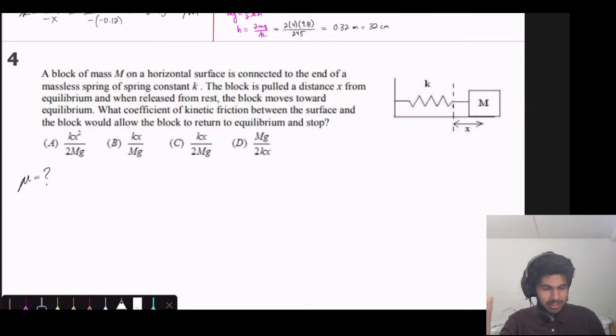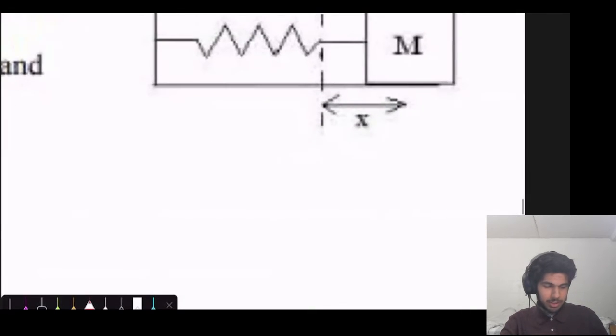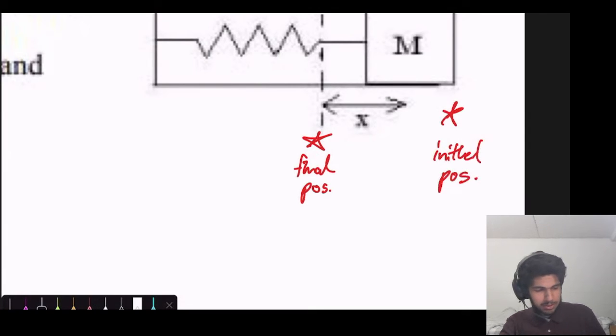We start at some initial position here, which is x away from equilibrium. And where do we want to end? We want the block to return to equilibrium and stop. So our final position should be at this dotted line. Let's just mark it. This is final position, and this is initial. Let me just move the star. Okay.